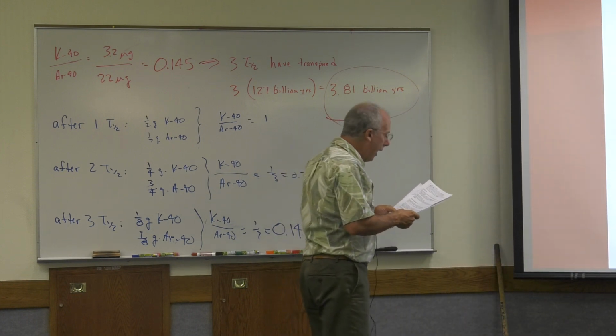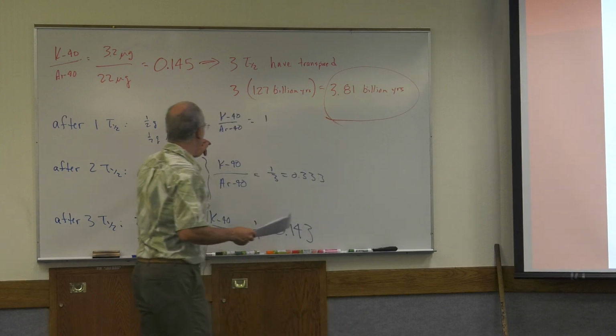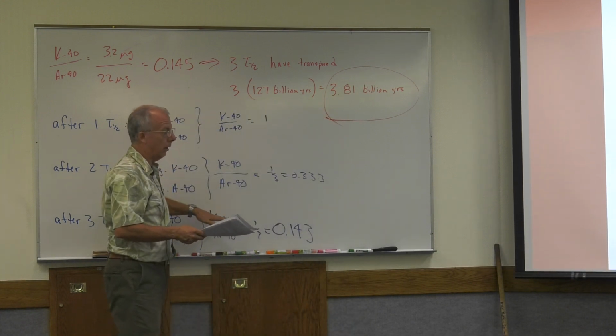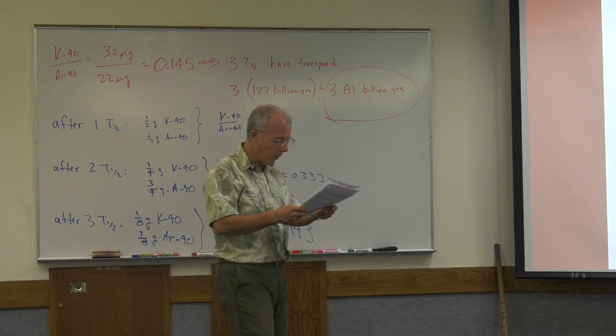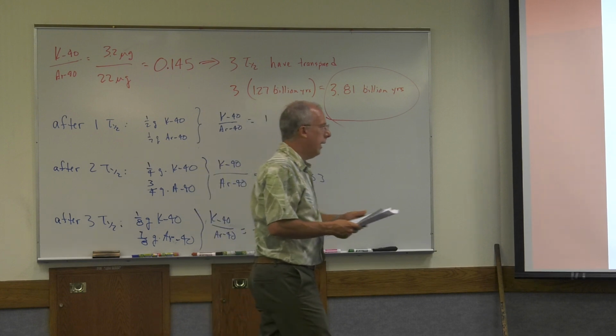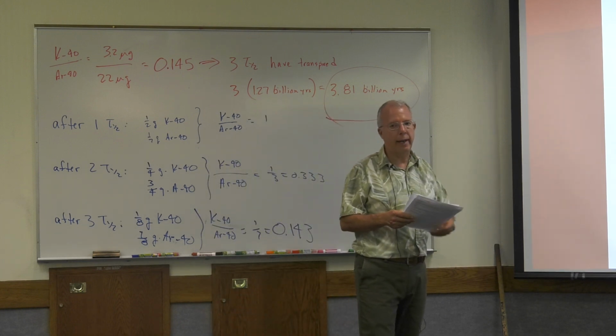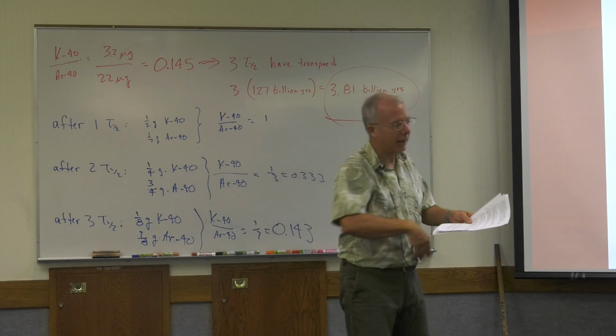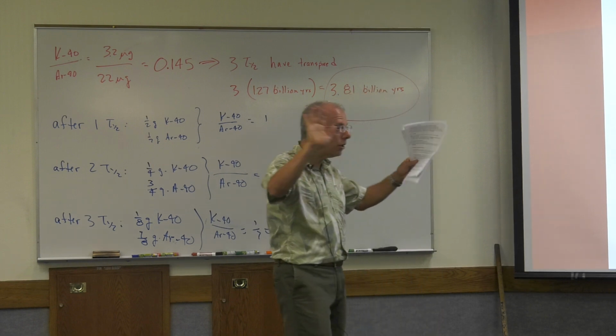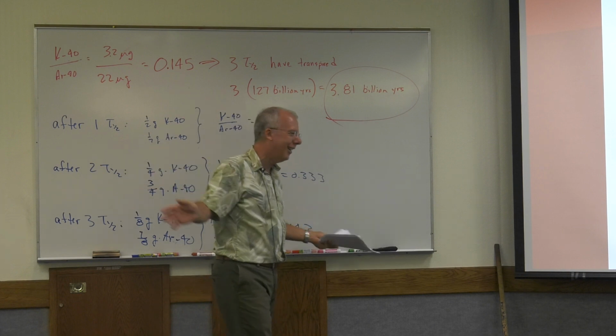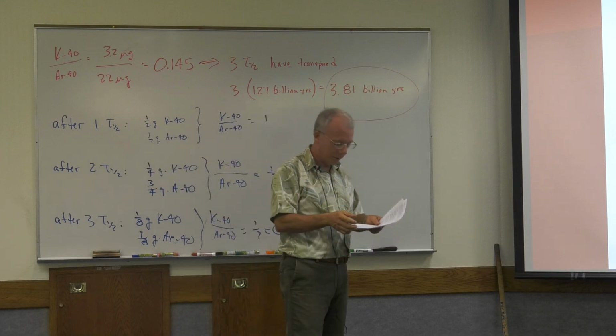Okay, so there you go. All you have to do to use this method is measure the potassium to argon ratio. And that's it. So it's a wonderful, wonderful method. And this is really how the scientists figure out the age of the solar system, not the age of the universe. That's something completely different. This is how they figure out the age of the solar system.